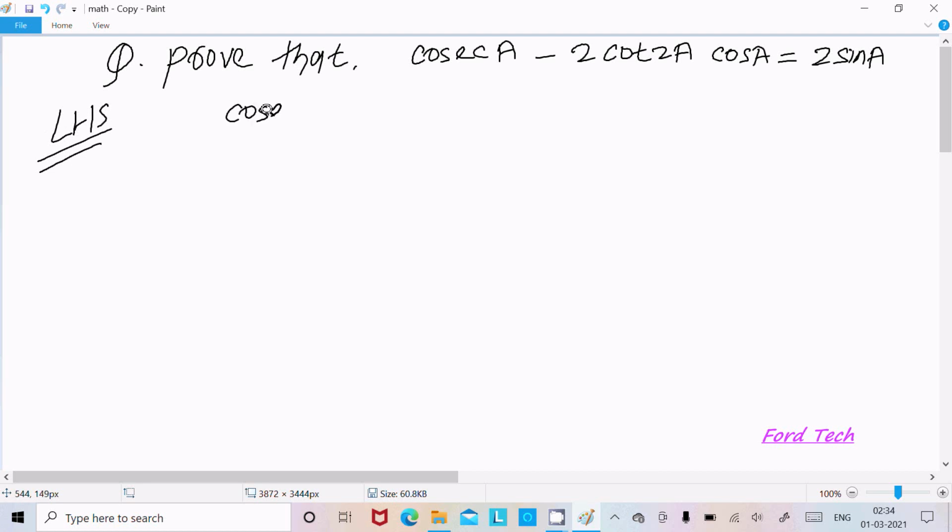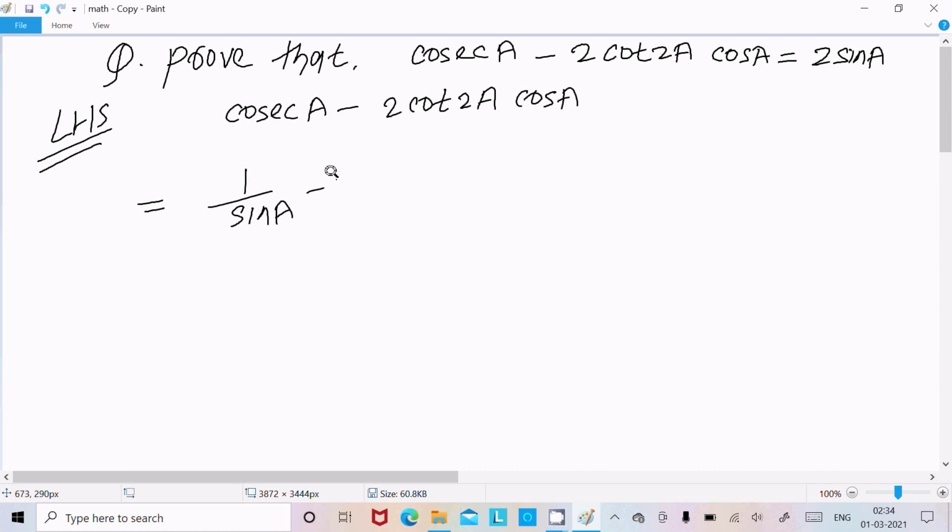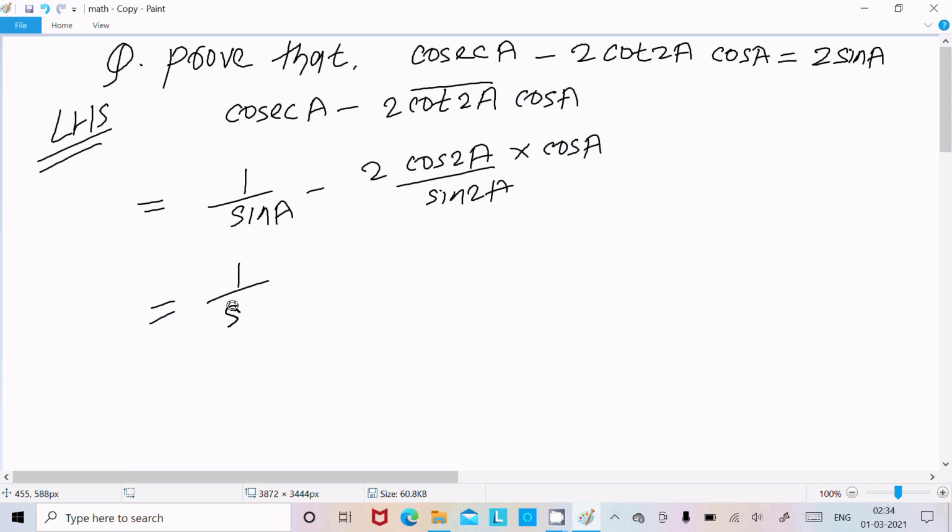Here cosec A minus 2 cot 2A into cos A. So for cosec A we can write 1 by sin A, and cot 2A I'm going to convert into cos and sin. So we can write cos 2A divided by sin 2A. Now cos A here, after sin A.